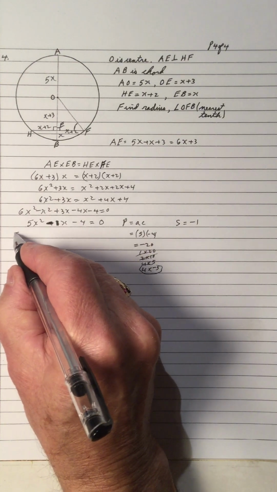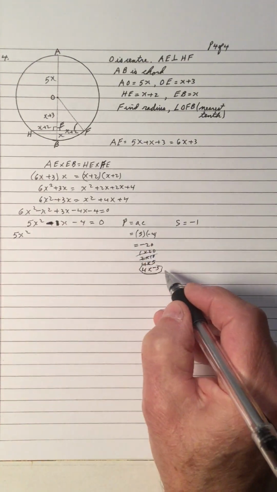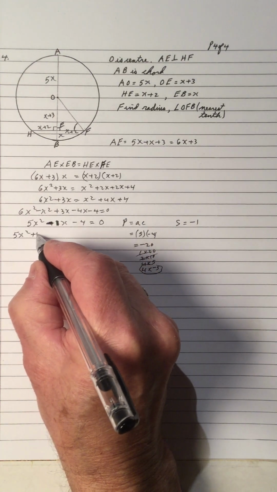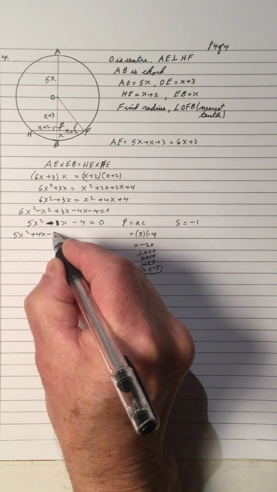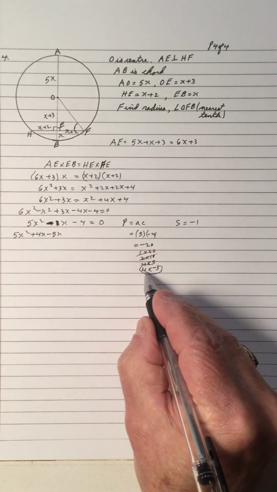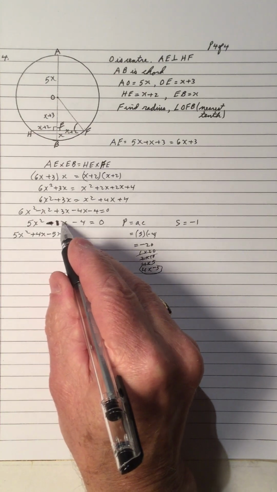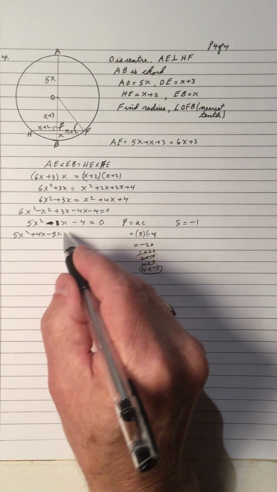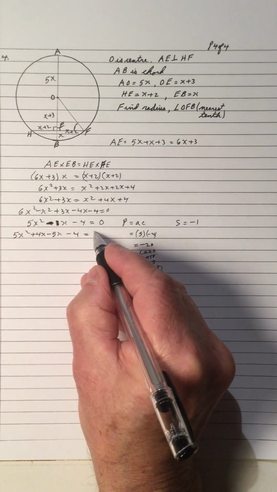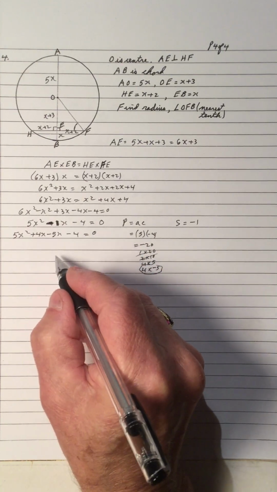So we take the positive 4 and the minus 5. When you add these up, you get a negative 1. So we replace the negative 1x with a plus 4x and a minus 5x. So add the two of these up, negative 1.